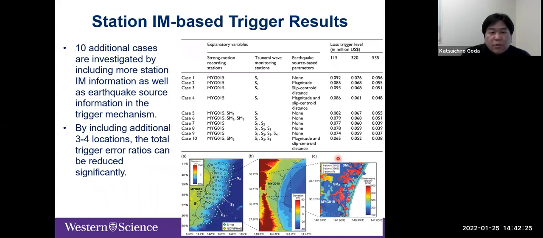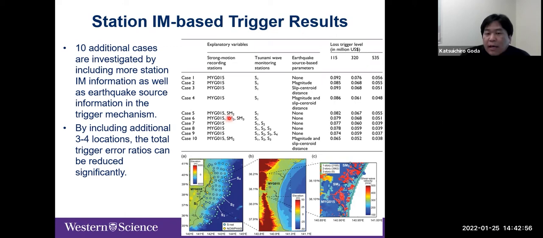The logistic regression model is very flexible, in fact, so we can add many different stations. In fact, there are many candidate strong-motion stations for shaking, and also 150 offshore stations for tsunami. But we also want to make this trigger system as robust as possible, because sometimes the recording might not be made at those locations.